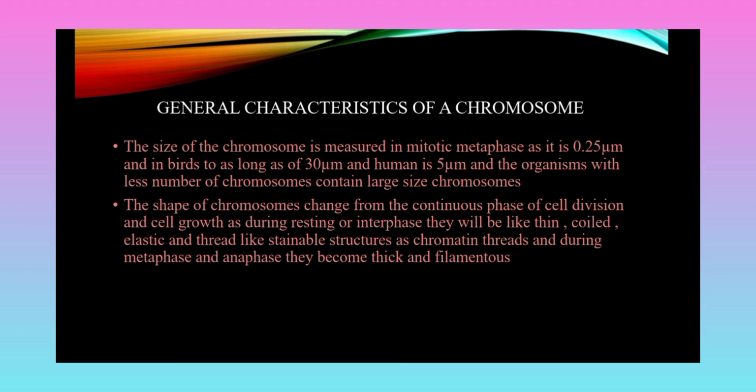Even the shape of the chromosomes changes during the continuous phases of cell division and cell growth. During G0, the resting phase, and during interphase, they are like thin, coiled, elastic, thread-like substances. These are stainable structures, and the chromatin threads become thickened and filamentous during anaphase and metaphase. So these are the general characteristics of a chromosome, and that's it for this video.